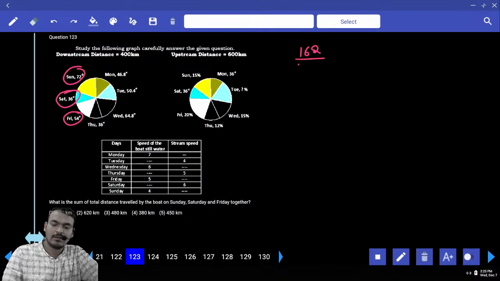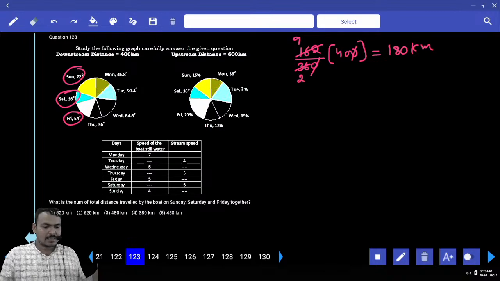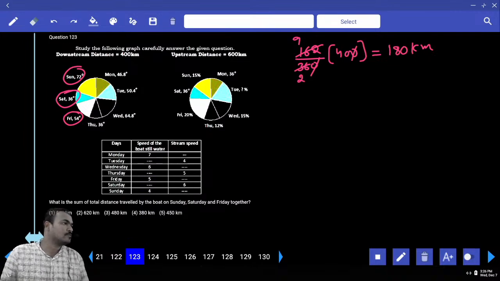162 by 360 into 400 kilometers, or not? 0 0 cancel, or not? 18 how many times? 2 times. 18 how many times? 9 times, or not? 360 by 2, 180, or not? It is 3 days distance. 3 days distance in downstream or upstream? Downstream or upstream? Downstream. Again we required which one?